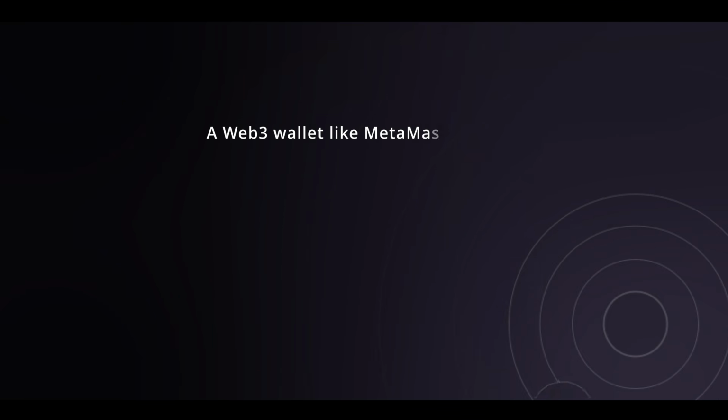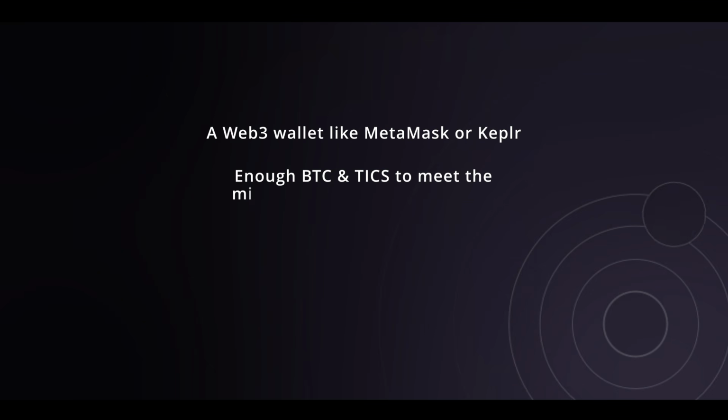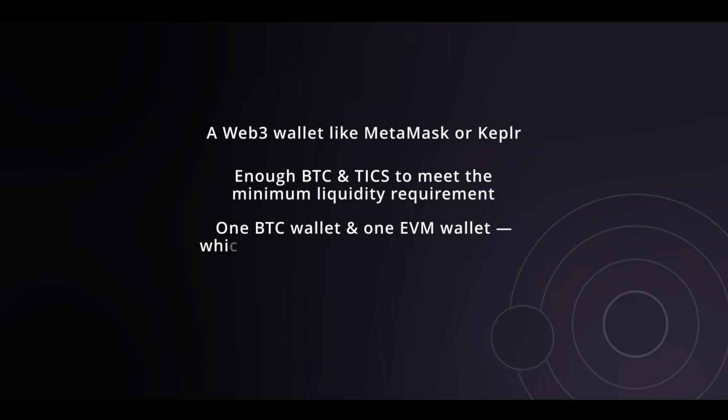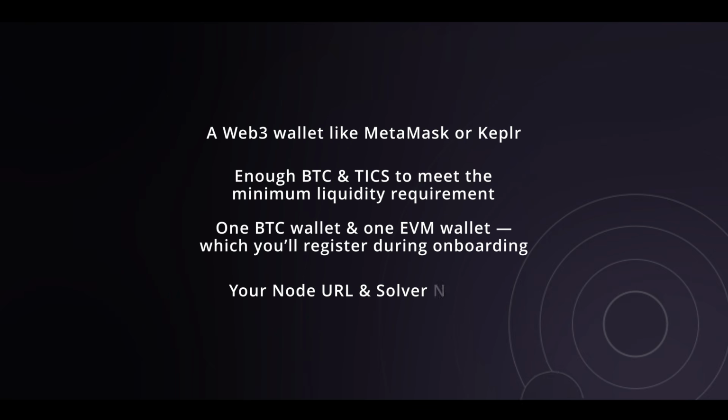First, a Web3 wallet like MetaMask or Kepler. Second, enough BTC and TIX to meet the minimum liquidity requirement. Third, two whitelisted wallets, one BTC wallet and one EVM wallet, which you'll register during onboarding. And fourth, your node URL and solver node ID.